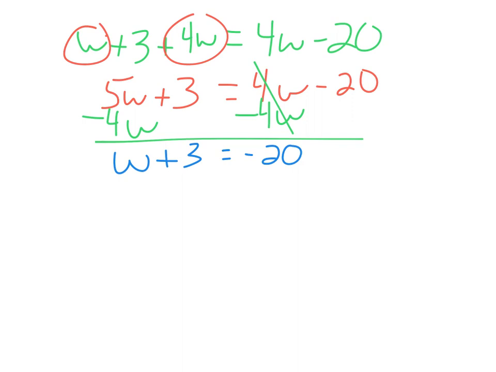Then to completely solve that, I want to get W by itself, so I'm going to subtract 3 from the left side there, and do the same thing to the other side. Negative 20 minus 3, same thing as negative 20 plus negative 3, would be negative 23. So I'm left with W is equal to negative 23.